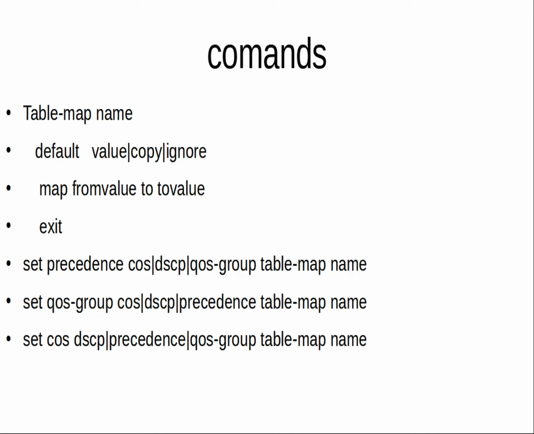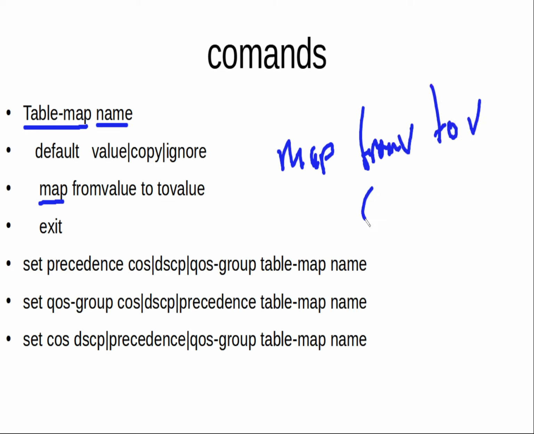Okay, how do we create table maps? We are going to use the command table map and then the name, and then we are going to create the mappings. So I can create a map, the from value and the to value. Remember that these values can go from 0 to 99. And then we can apply the table map with one of these commands, for instance.